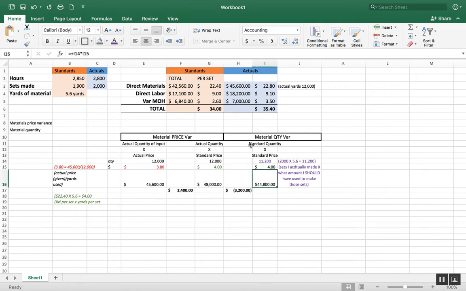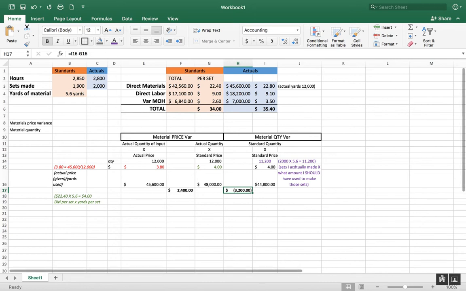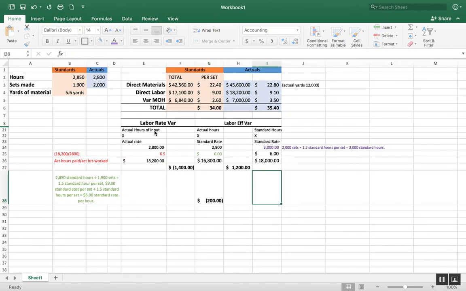So the thing that changed here, do you see how this is standard quantity and this is actual quantity? So in this case, we're going to take the standard less the actual. Here's the standard less the actual, and we're going to come up with a negative. That means it's an unfavorable variance. So that's how we do material price and material quantity. And the final step is to basically take this and add them together to come up with, in this case, an overall unfavorable variance.